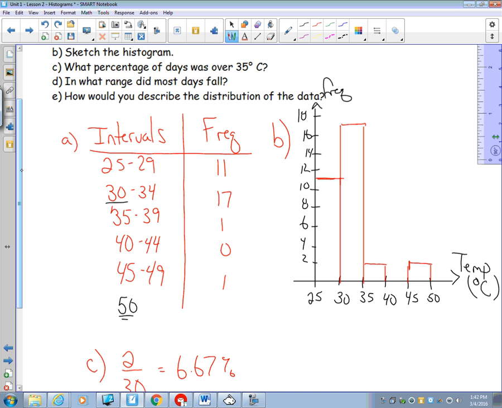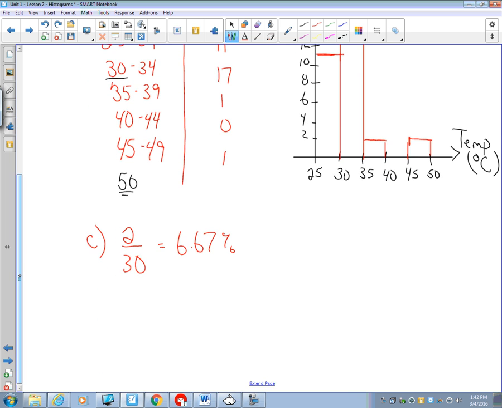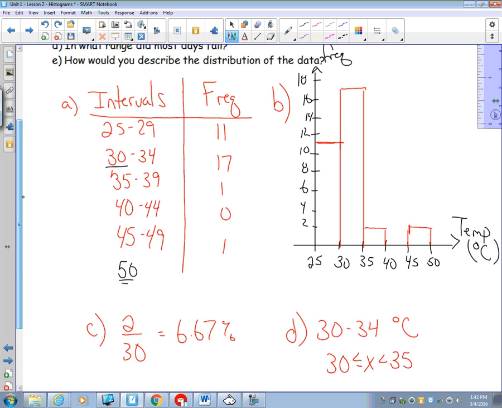Okay, what range do most days fall? I can again look at my table, or I can look at my graph. So for part D, 30 to 34 degrees Celsius. That was the most common, our modal class, if you will. If you want to, you could also think of this as interval notation, right? It goes up to 35, but not including it.